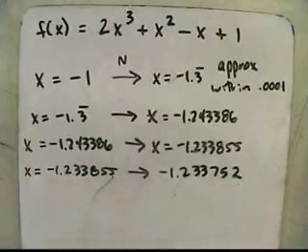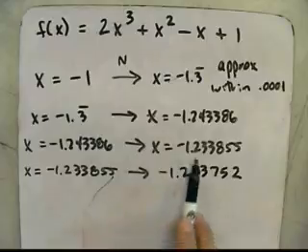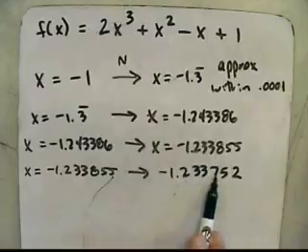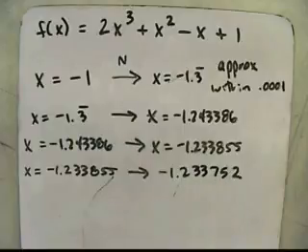1.233752. So we're actually within our margin of error here now, I think. We got 2338 and 2337, so those are within 0.0001 of each other. If you want to do one more just to be safe, you can, but that looks to be pretty darn close. All right, so we're feeling pretty good about that.